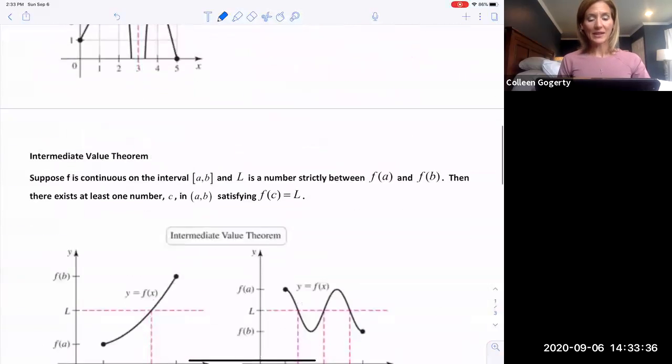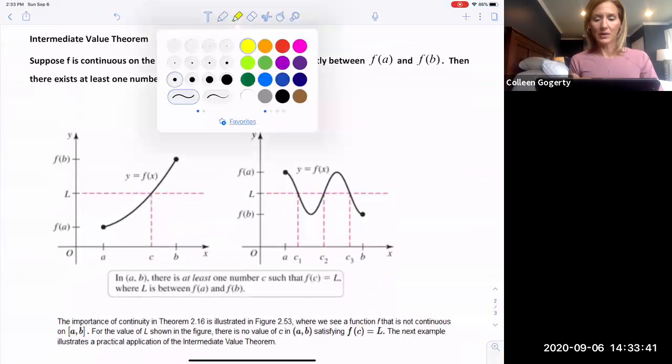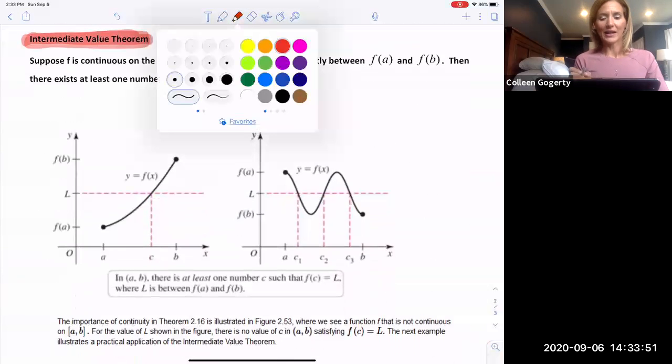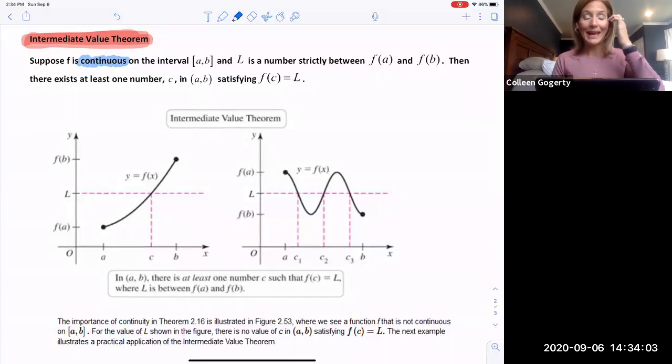Okay. But now for today, we're going to move on into something new. And our new topic is going to be the intermediate value theorem. Now, one thing that's extremely important about the intermediate value theorem before we go any further is that in order to be discussing it, we have to be talking about a continuous function. If the function is not continuous, then we will not be able to make any conclusions about the things we're about to read, okay?